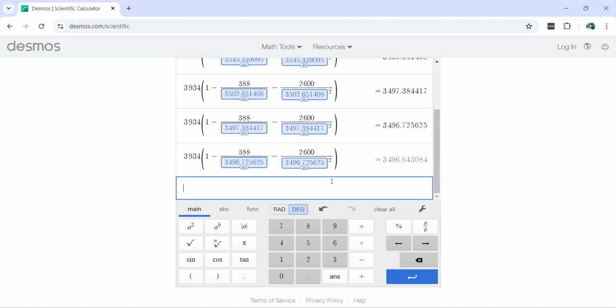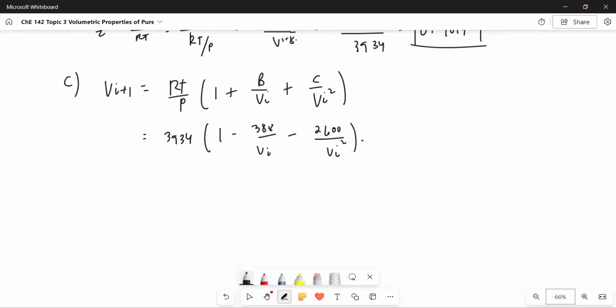click enter until the answer will not change anymore. That means the answer converged. So as you can see from the previous answer, it's the same. So we write that as our final volume for the three-term virial equation. The value is 3... oops, why is it different?